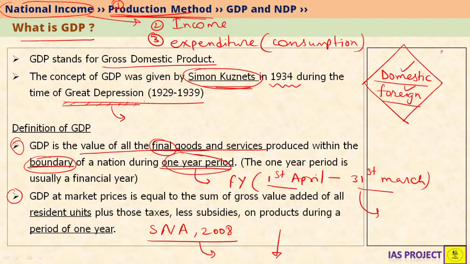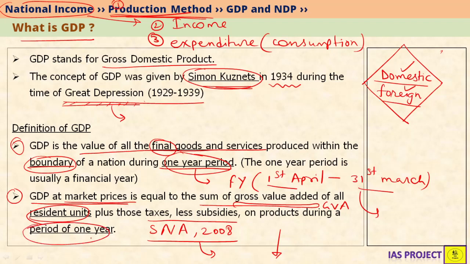SNA 2008 describes GDP as GDP at market prices. We already know what market prices are. Market prices are those prices at which goods and services are available to the end users in the market. So, GDP at market prices is equal to the sum of gross value added, or sum of GVA, of all resident units plus taxes minus subsidies on the products during a period of 1 year.